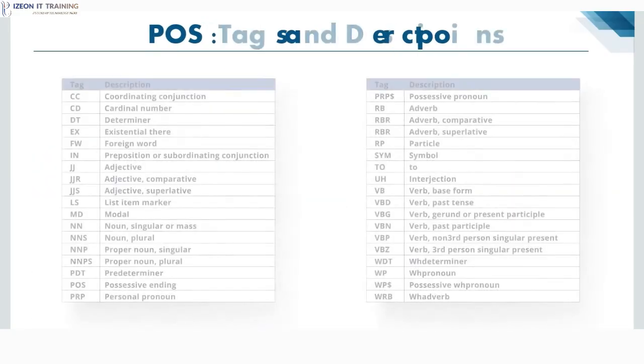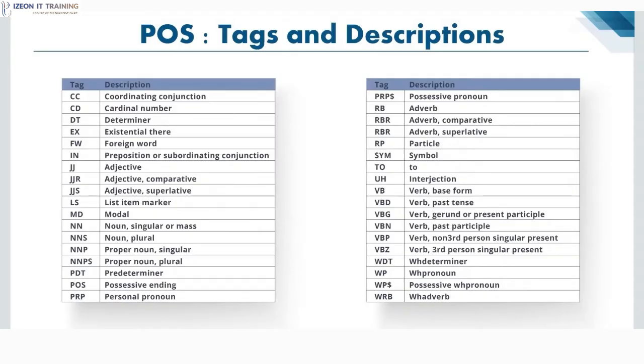As you can see here, we have so many types of POS tags and we have the descriptions of those various tags. We have the coordinating conjunction CC, cardinal number CD. We have JJ as adjective, MD as modal. We have the proper noun singular, plural. We have verbs, different types of verbs. We have interjection, symbol. We have the WP pronoun and the WRB adverb.